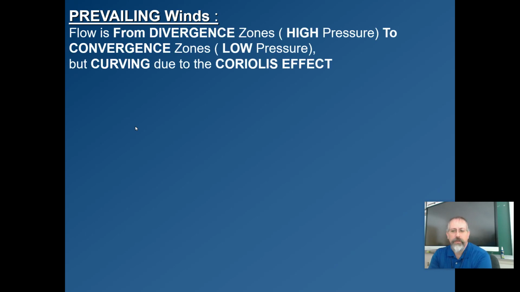So I've mentioned this term several times already in the video. Prevailing winds just means the wind direction that you normally have in an area. So winds always blow from high pressure to low pressure. That's non-negotiable. They're always going to do that. So these prevailing winds develop between divergent zones and convergent zones. Divergent zones have high pressure, convergent zones have low pressure, and so the winds blow from divergence to convergence, guaranteed. And they do curve due to the Coriolis effect.